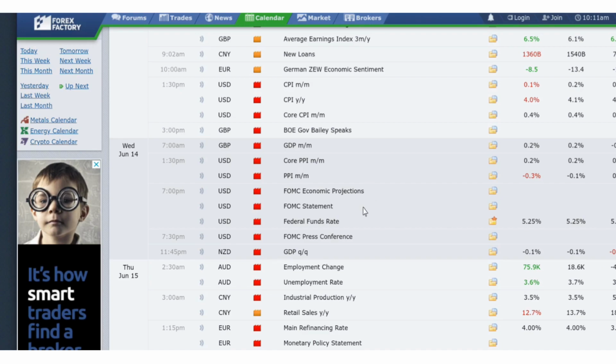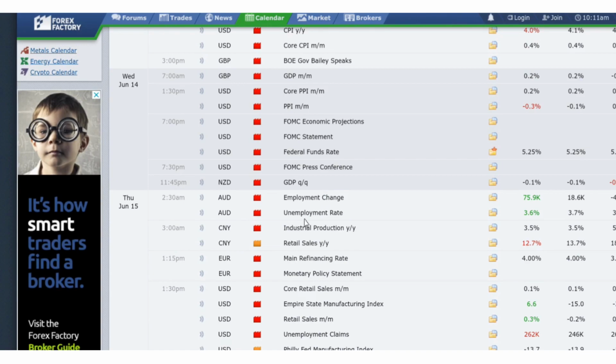Last week we also saw the unemployment rate and the employment change from the Australian dollar, and before then we had the CPI come out better than expected in AUD. That was a couple of weeks ago. Then we had the unemployment rate still coming out better than expected, better than the projection, which means that AUD strength is still here to stay.